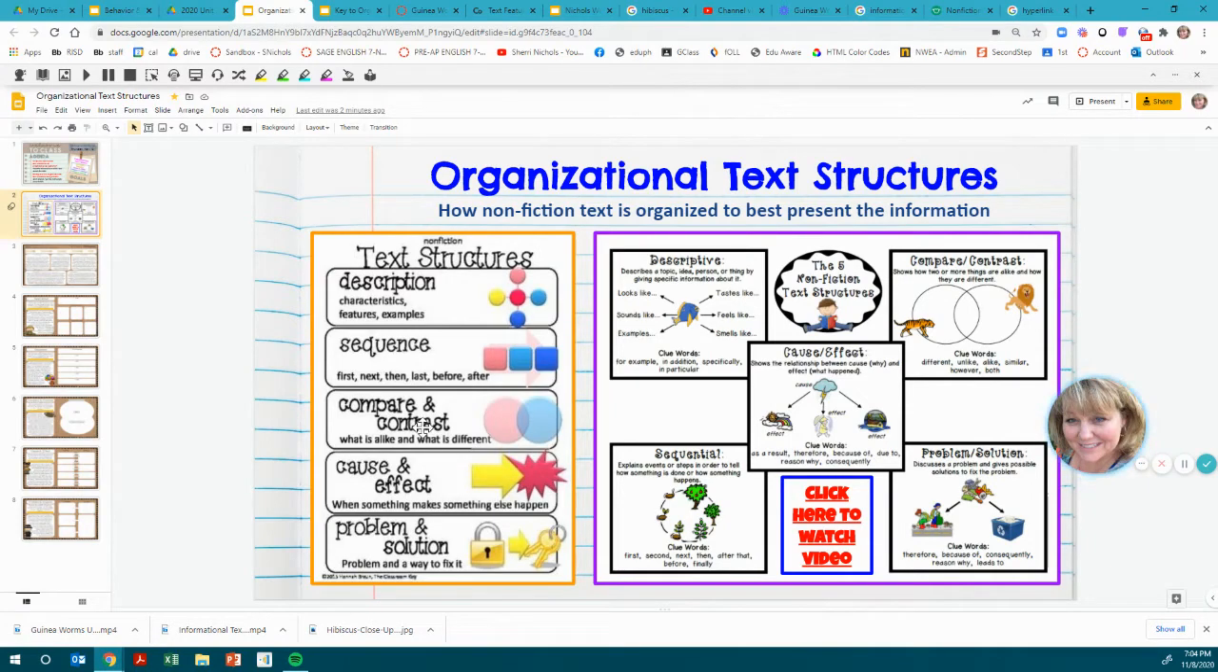Then we have compare and contrast. We're going to go up here. It shows how 2 or more things are alike and how they are different. And the clue words to look for would be different, unlike, alike, similar, however, both.